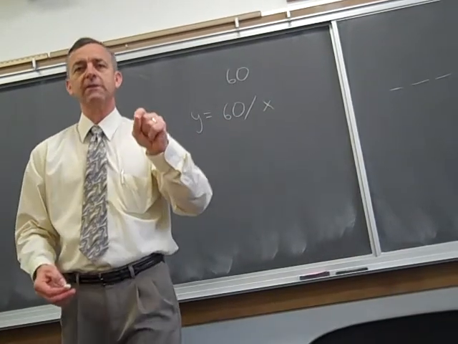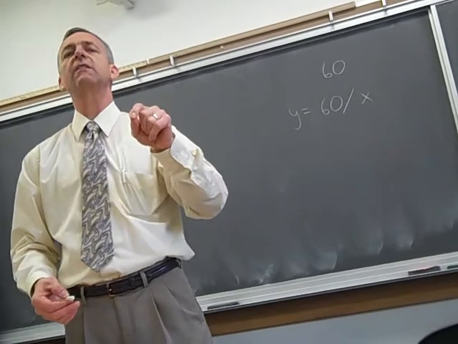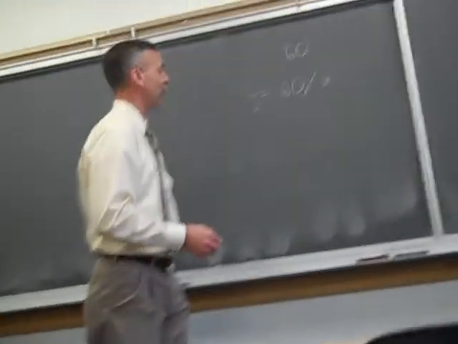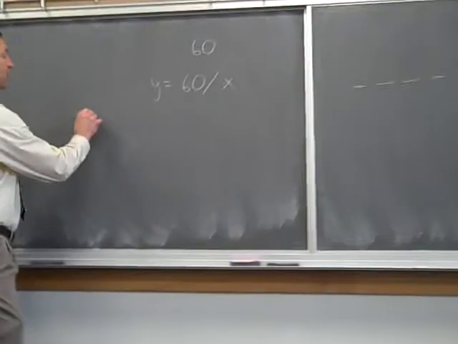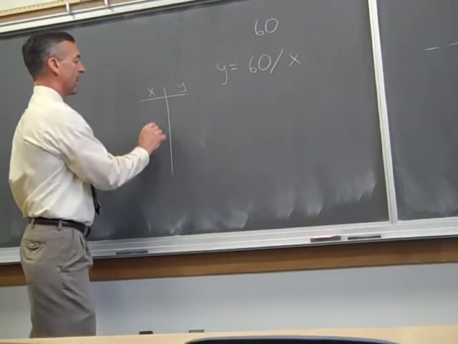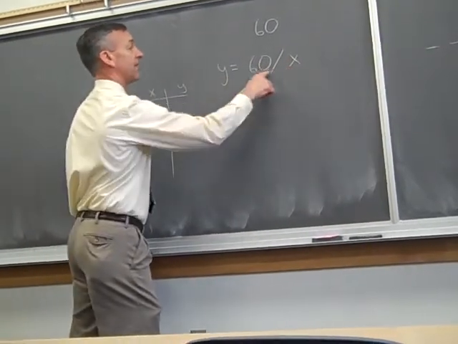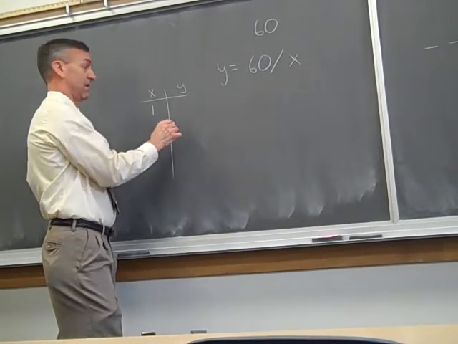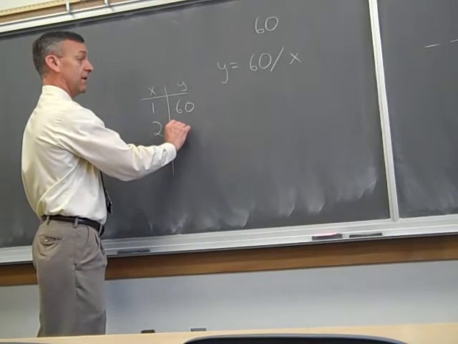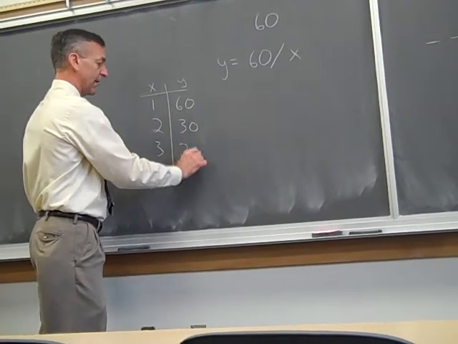Then the student says, now go to the table, which is second graph for most calculators, if you've got a TI-83 or 84. It will show you what your x is and your y. Most of them are set to start at 1. When 1 is divided into 60, it goes in 60 times. When 2 goes in, it goes in 30 times. And when 3, it's 20.